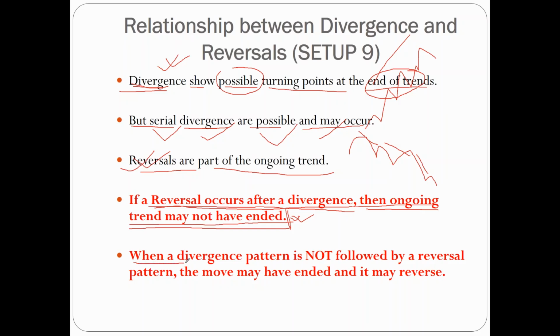When a divergence pattern is not followed by a reversal pattern, then the move may have ended and it may reverse. These are the two most important lines where maximum people fumble. We see many times the divergence works and many times the divergence does not work. This is the reason why it works and why it does not work.